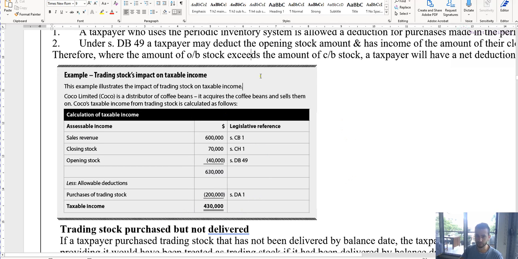And remember to include your legislative references, because in the tax module, it's always super important to include that. Not so important for the other modules like Fin, Math, etc., but this one it is important to include.